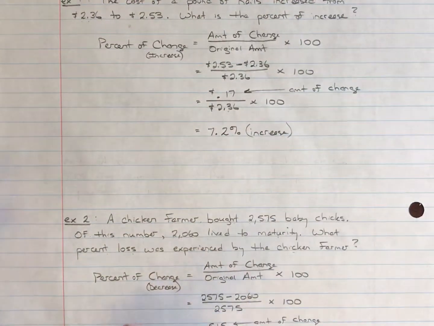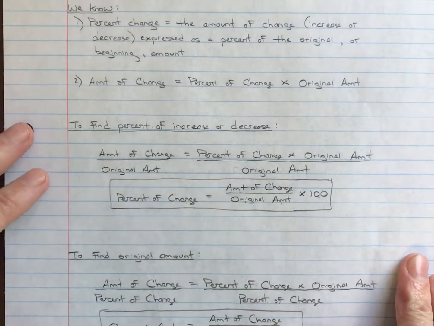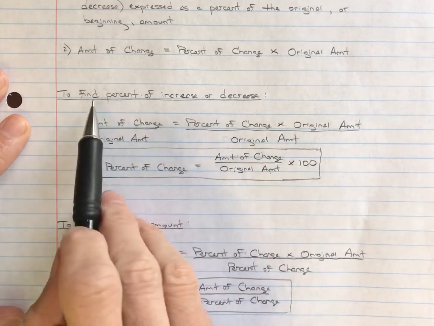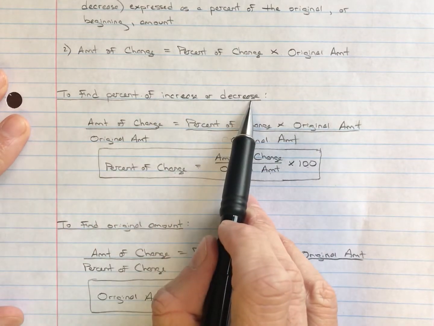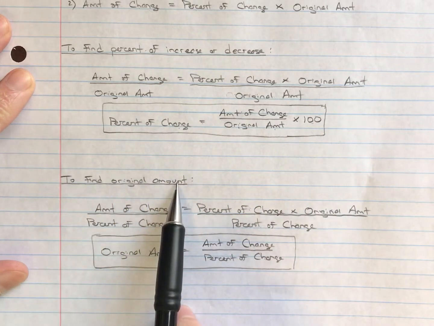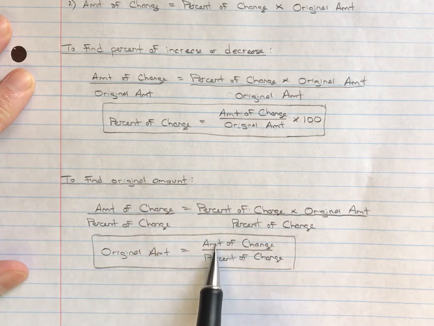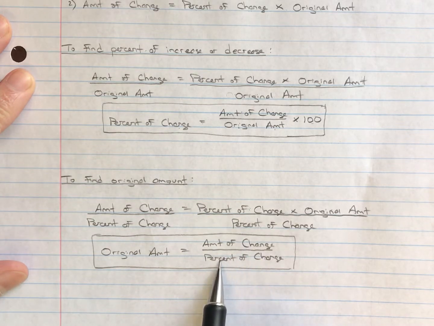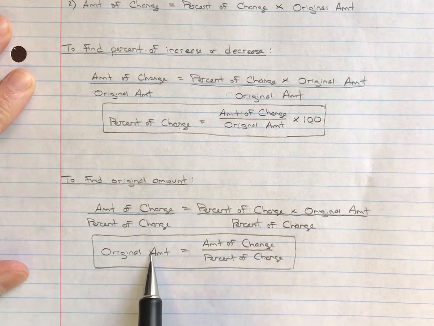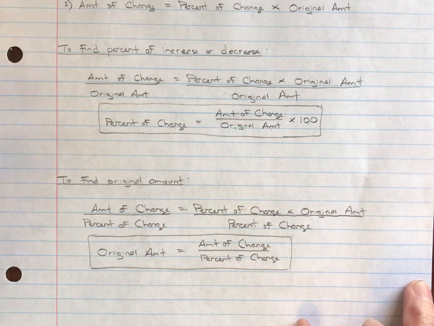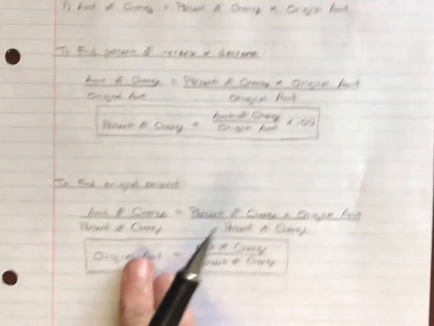The percent change. Okay, the second part, I'm going to go back to my first sheet here. So we dealt with this part to find the percent of increase or decrease. Now we're going to deal with this part. How do we find the original amount? We're given the amount of the change, or a part of it, and we're given the percent, and how do we go back to what was the original? A little more complicated here. It's going to involve a touch of algebra. Let's take a look.